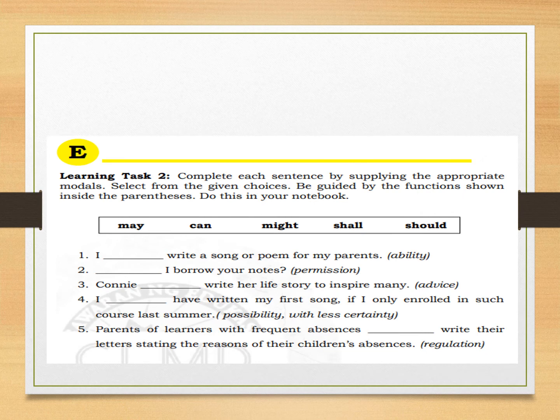Okay, let's move on now to learning task 2. Complete each sentence by supplying the appropriate modals. Select from the given choices. Be guided by the functions shown inside the parentheses. Do this in your notebook. The choices are may, can, might, shall, and should.